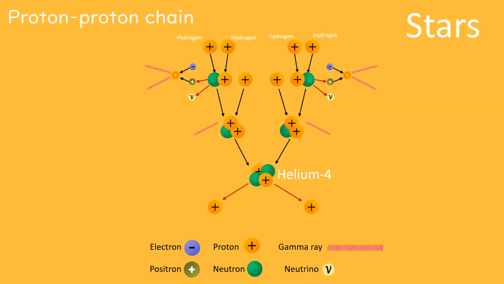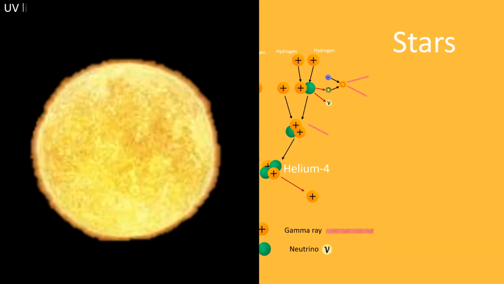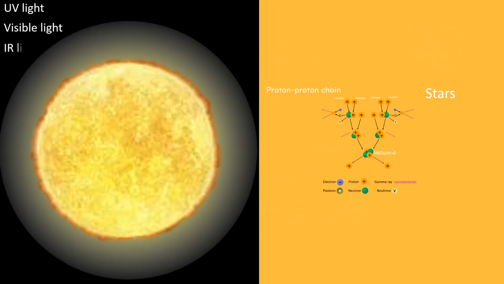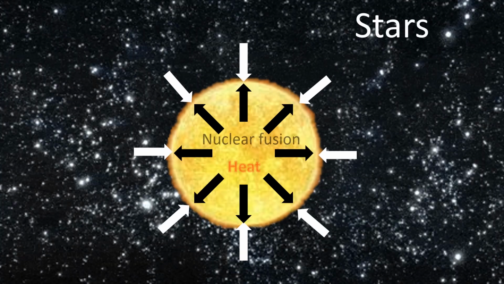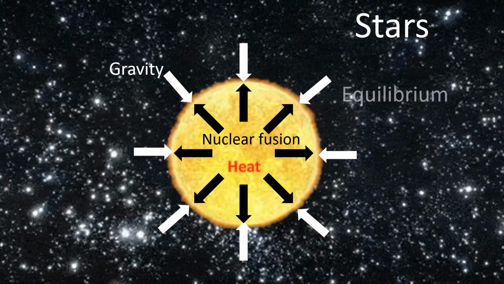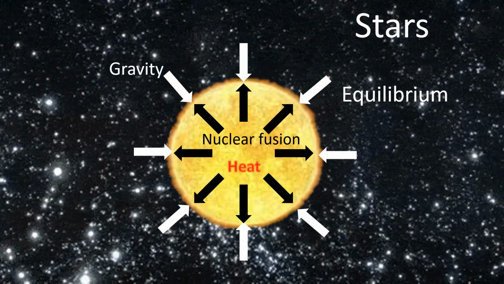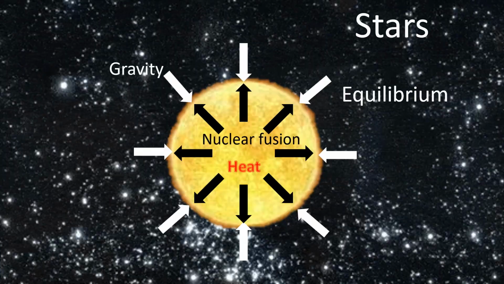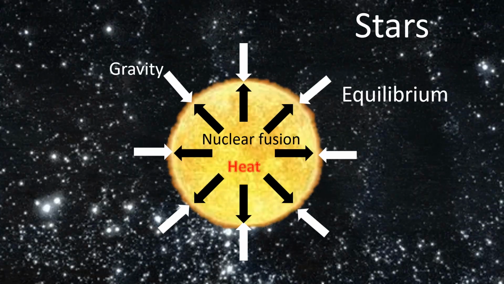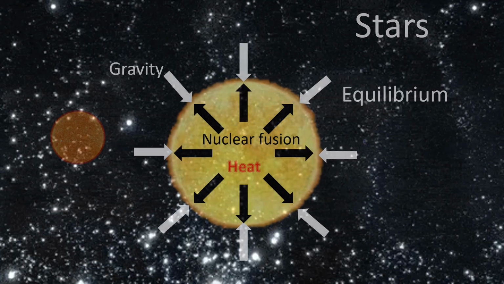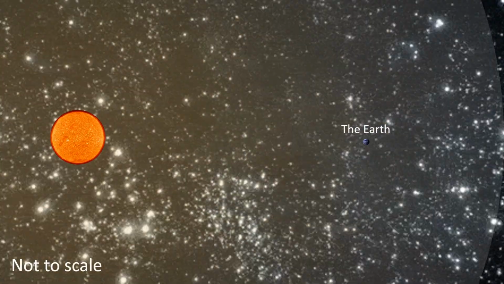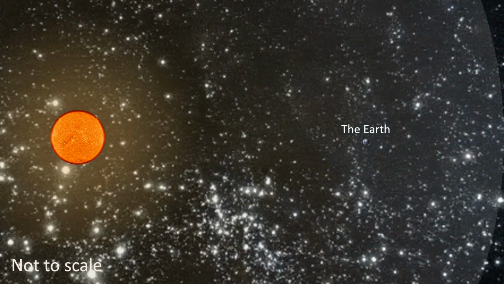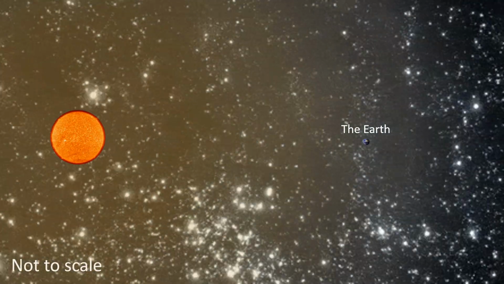And the energy produced in the form of gamma rays through nuclear fusion is eventually released from the star, in the form of visible light, infrared light, and UV rays. The energy produced by nuclear fusion heats up the star, and hot gas expands. However, gravity causes the star to contract, and when the expansion force and the contraction force are equal, the star is in a state of equilibrium. Since light is a form of electromagnetic radiation, it can travel through a vacuum, which is how sunlight is able to reach the Earth and the other planets.